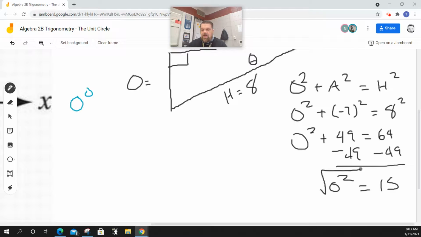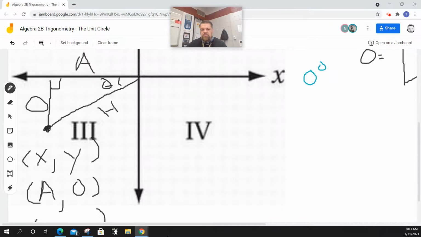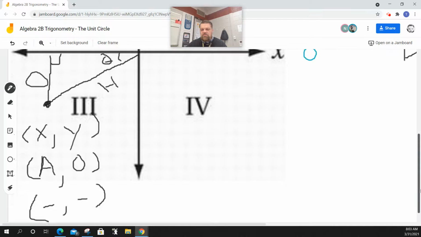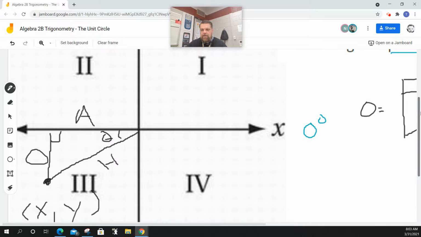So now to find the actual opposite, I'm going to take the square root of both sides. Remember that when you do that, you have to consider the positive and negative. So really the opposite is equal to plus or minus the square root of 15. Well, how do I figure out whether it's positive or negative? Based on the value of x. So the opposite is definitely going to be negative. So then this is negative the square root of 15. Let me slide this over and make a little room here.